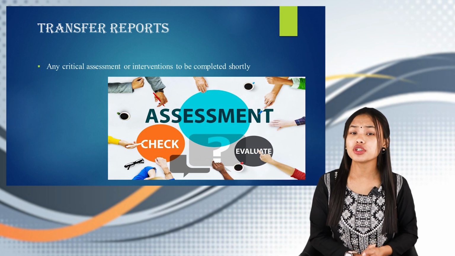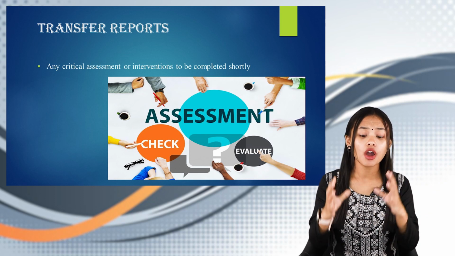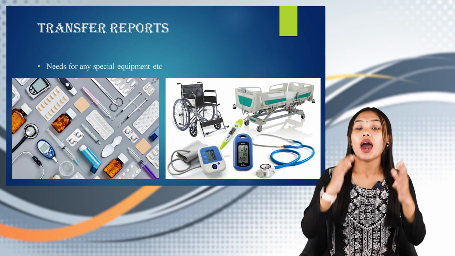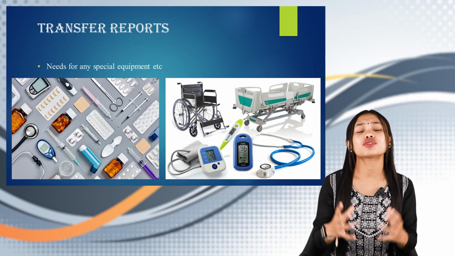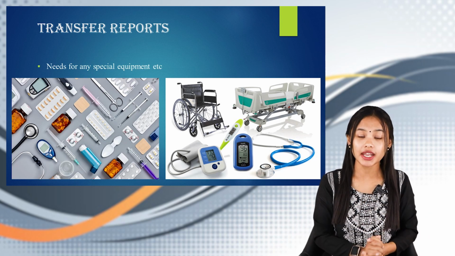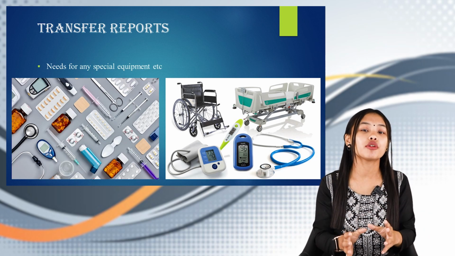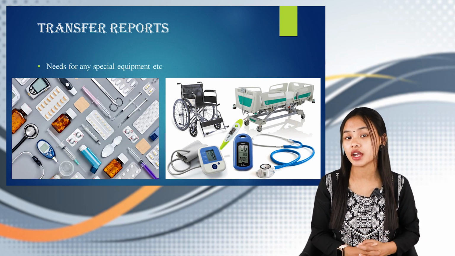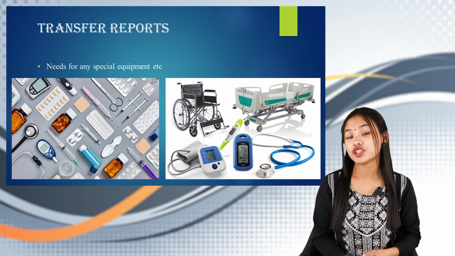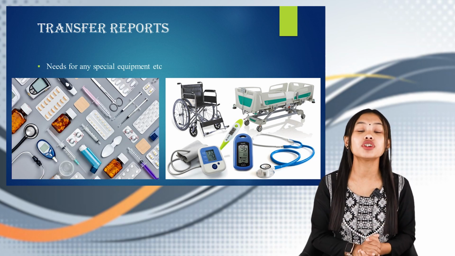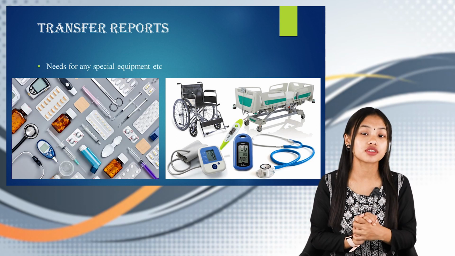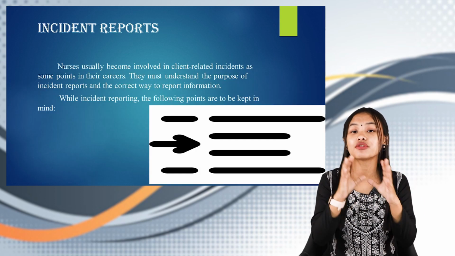And it must also include any critical assessment or even the interventions that must be completed shortly. And if the client requires any special equipment, any special procedure to be done, then these must also be reported whenever you are transferring the client from one unit to the other. So these are the various information that you should include whenever you transfer the client from one unit to the other. Now moving on to the third one, that is the incident report.